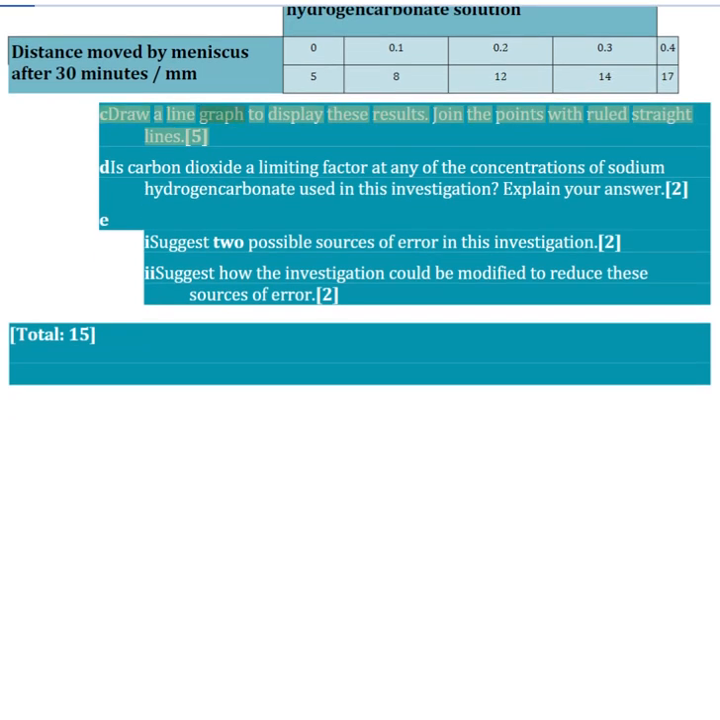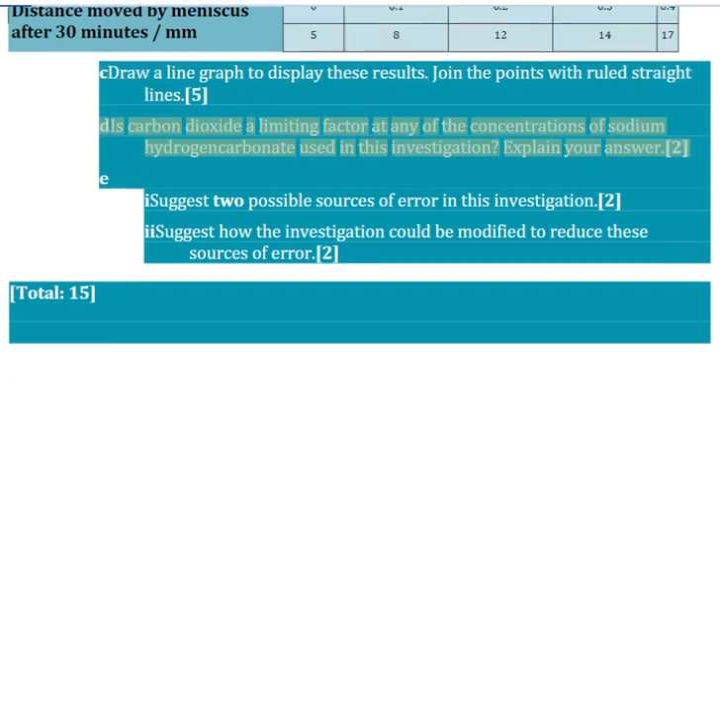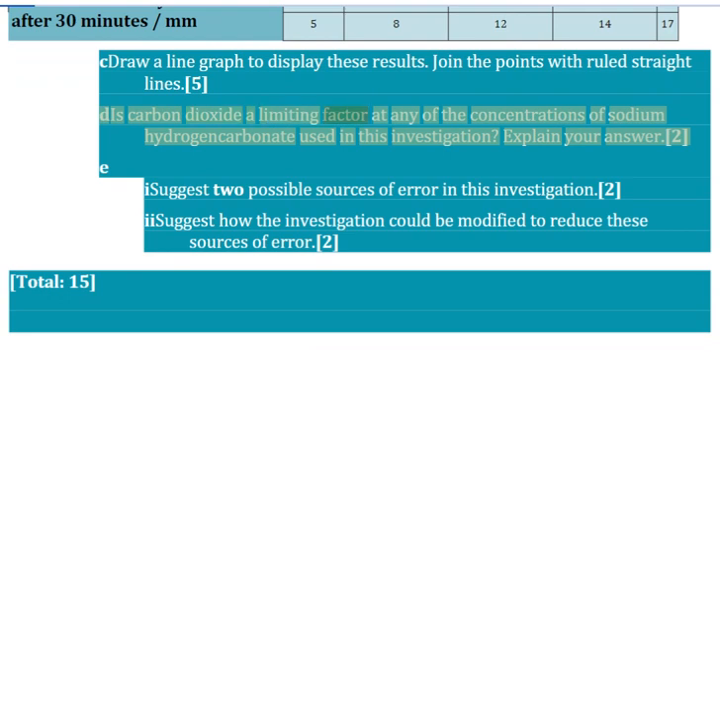C. Draw a line graph to display these results. Join the points with ruled straight lines. D. Is carbon dioxide a limiting factor at any of the concentrations of sodium hydrogen carbonate used in this investigation? Explain your answer. E. Suggest 2 possible sources of error in this investigation, and suggest how the investigation could be modified to reduce these sources of error.